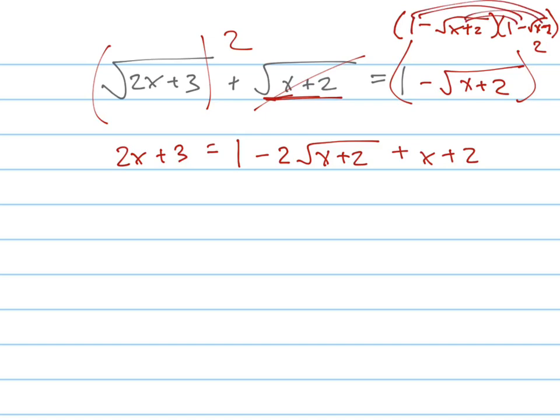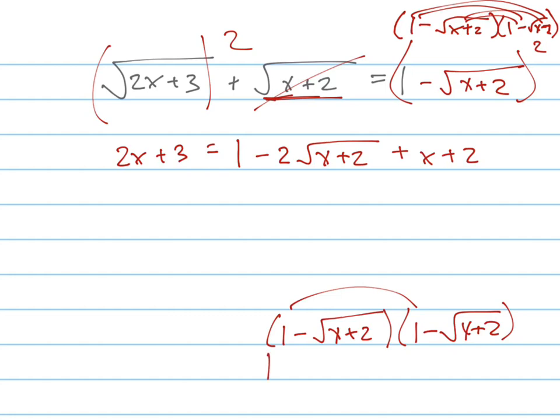You're going to have a middle term there. If you multiply 1 and negative x plus 2, let me do the work down here. 1 minus root x plus 2 times 1 minus root x plus 2. What's that going to do? It's going to be 1 minus root x plus 2 minus another root x plus 2, which is 2, plus x plus 2. It's one of those patterns there.